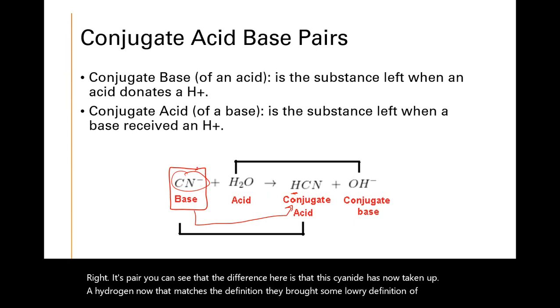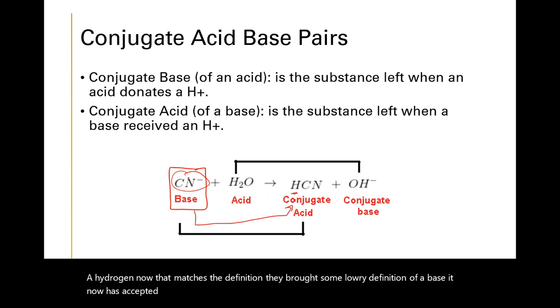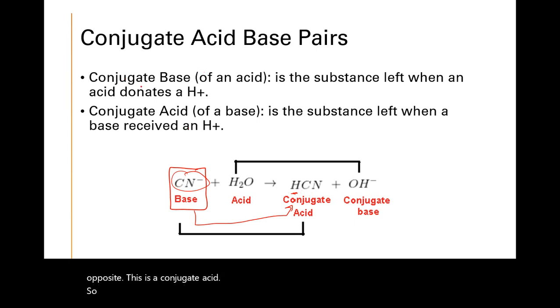It now has accepted a hydrogen. That makes your cyanide ion a base. And its pair is always the opposite. This is a conjugate acid. So let's go through this. A conjugate base, that's talking about this guy here.